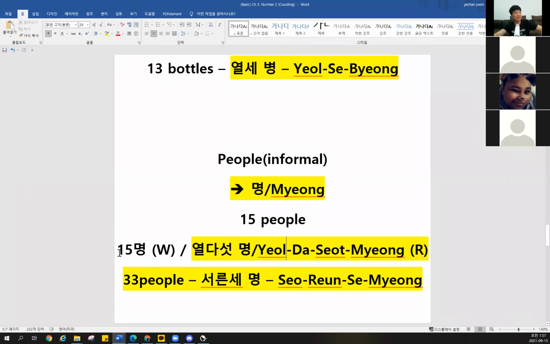Yeah, for the writing, as I told you, you can just use the number and the counting word. Okay, so number and 명. So your 5명 is going to be the writing. Writing is going to be the number and the counting word.